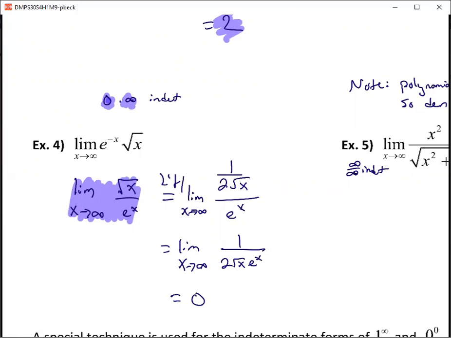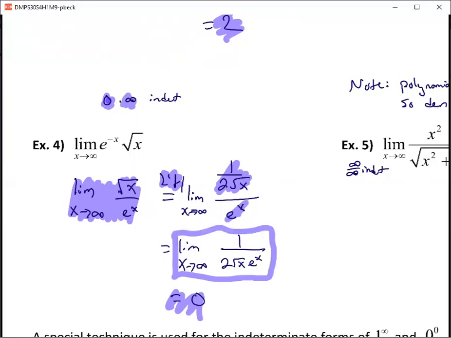Now it's infinity over infinity. Infinity over infinity means L'Hopital. So we L'Hopital it. The derivative of the numerator is 1 over 2 square root of x. The derivative of the denominator is e to the x. And now when we take the limit as x approaches infinity, we will get 0 over infinity, and 0 over infinity is itself 0. Now, what I did here was I simplified a little bit of the algebra. Is it essential? No, because we've got the 0 over infinity, which tells us that's 0.